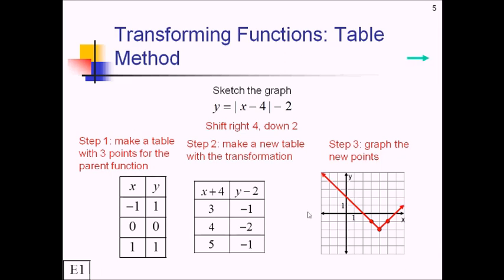That's one way of doing it. It is also possible to graph these 3 points on here, and then visually move them. So this point we're going right 4, down 2. The origin moves right 4, down 2 as well, and also this other point. And you might be thinking, well, that sounds a lot easier than making this table and regraphing everything.